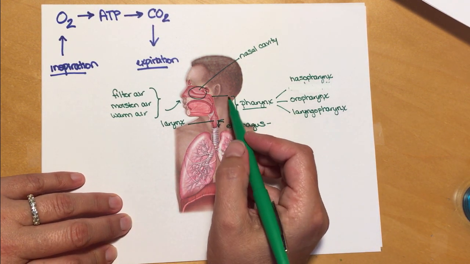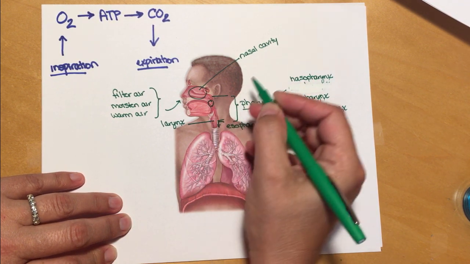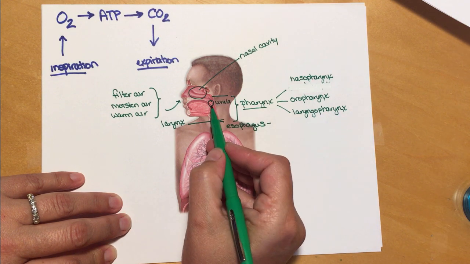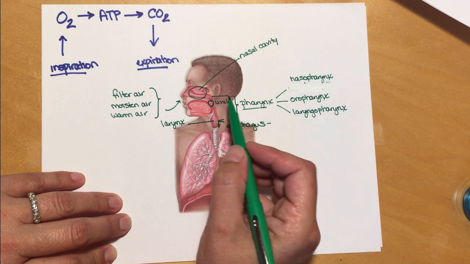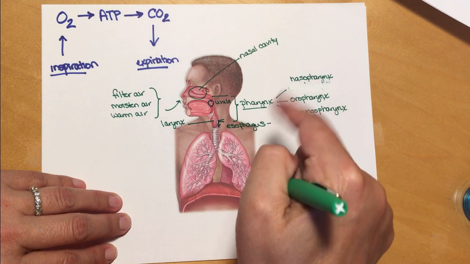Now, there are two very important structures that I wanted to point out. One is right here. This is called the uvula. The uvula is a little flap. If you look in the mirror at the back of your throat, you can actually see it hanging down in the mirror.